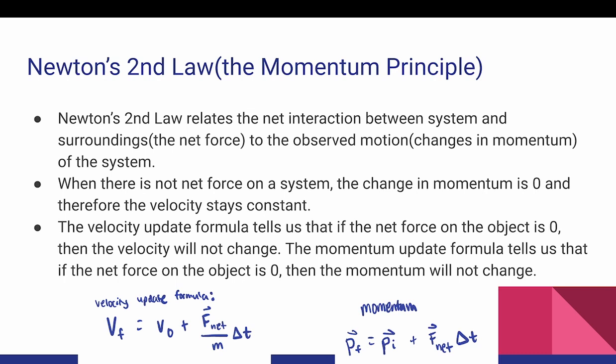So this lab is about Newton's second law, which is the momentum principle. Newton's second law relates the net interaction between system and surroundings to the observed motion of the system. When there is not enough force on a system, the change in momentum is zero, and therefore the velocity stays constant. The velocity update formula tells us that if the net force on the object is zero, then the velocity will not change. The momentum update formula tells us that if the net force on the object is zero, then the momentum will not change. And here's the velocity update formula.